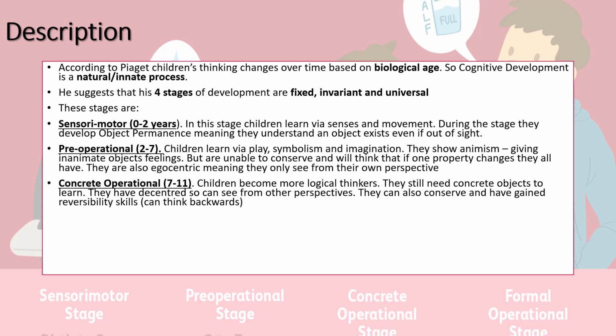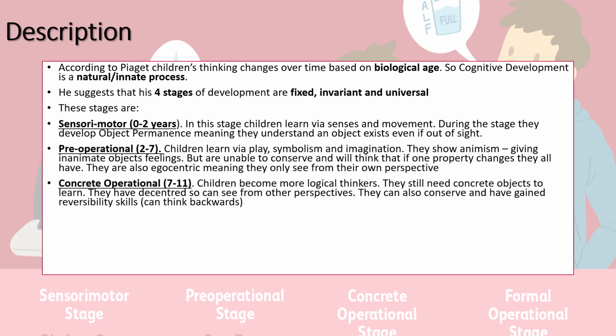They have also now decentered, so they can see other people's perspectives, and they can also conserve. Remember, that means they understand the properties of an object: maybe one has changed, but another has still stayed the same.